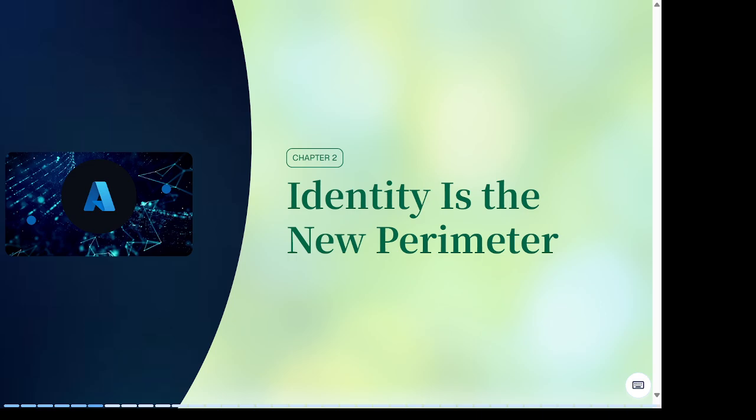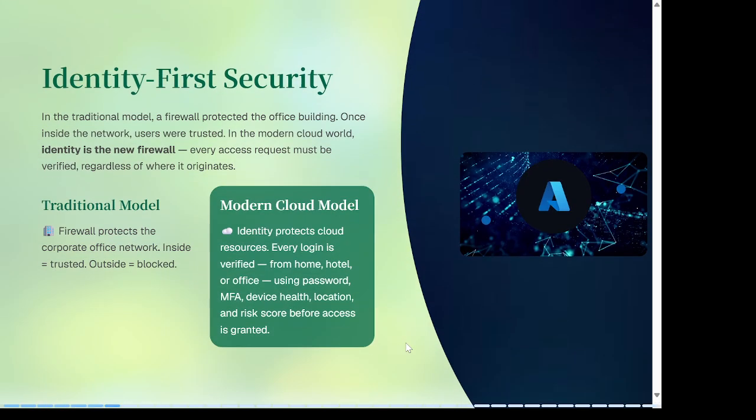Identity is the new perimeter in cloud security. Network location is no longer trusted by default. Azure evaluates identity plus context before granting access. Identity first, security.